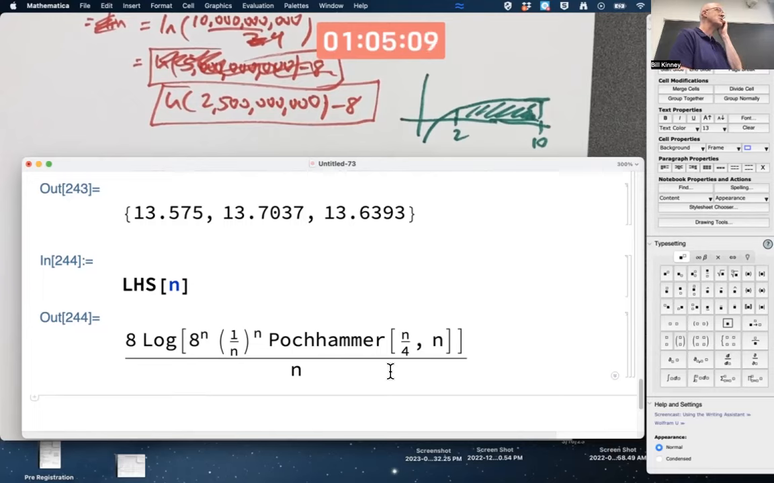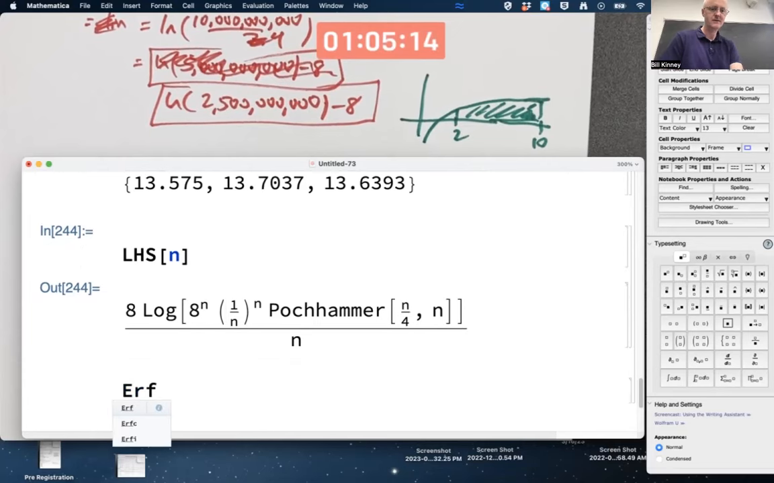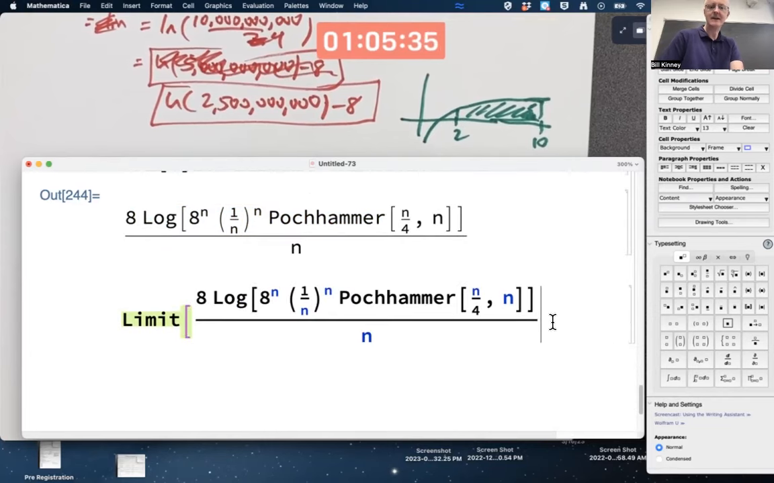A couple famous ones you may encounter are ERF, which stands for error function, and also another famous one is called the gamma function. Couple examples of non-elementary functions. Can Mathematica compute the limit of this as n goes to infinity? Possibly. Let me just copy and paste this in here. What's the limit of 8 log of 8 to the n times 1 over n to the n, Pochhammer of n over 4 comma n, all over n as n goes to infinity?